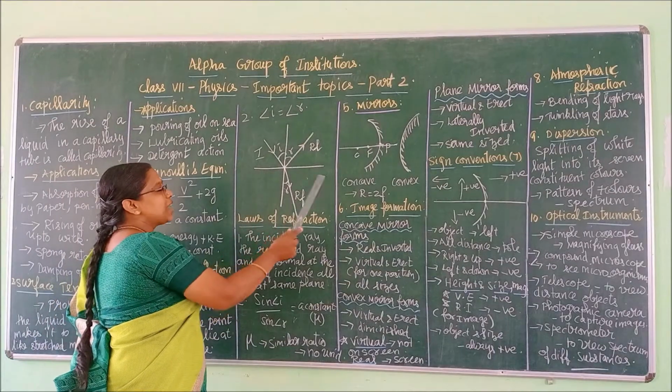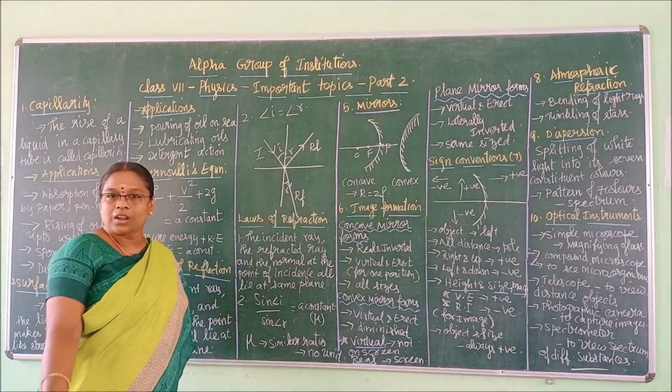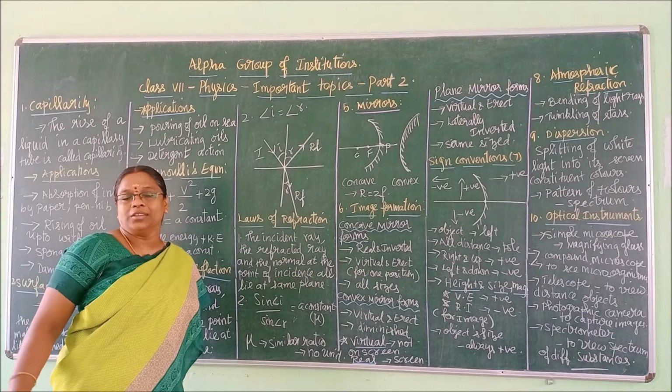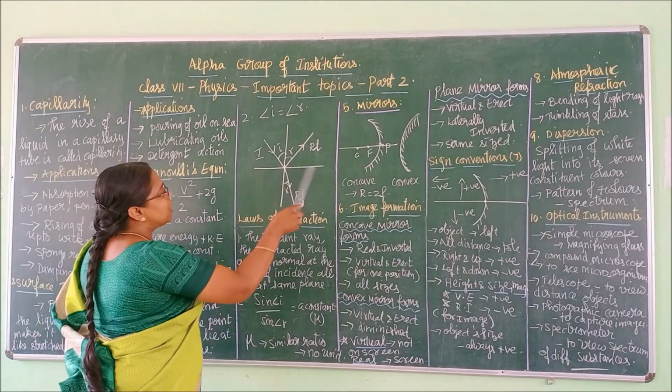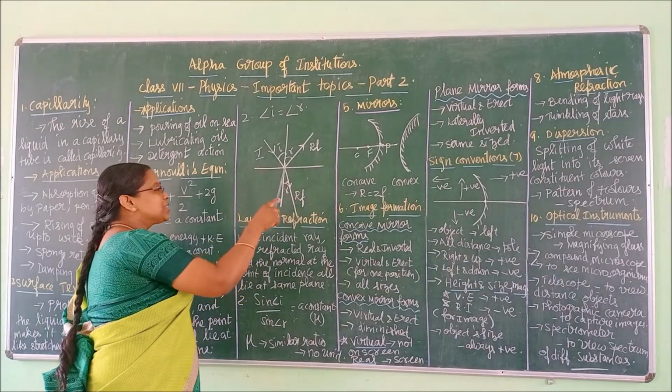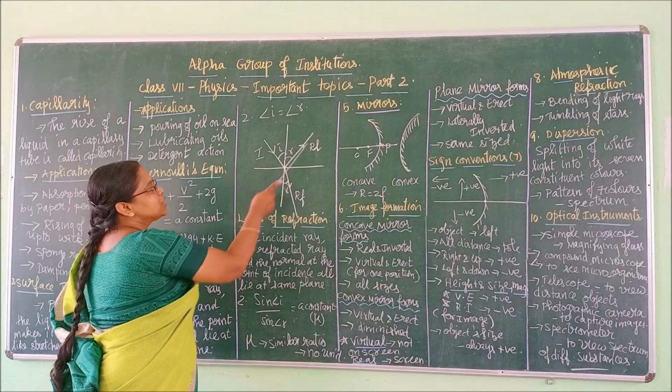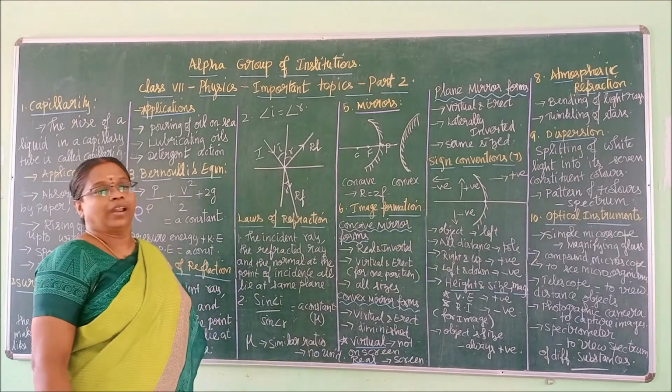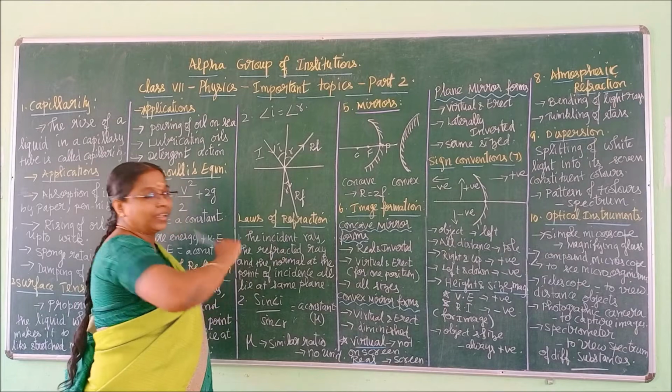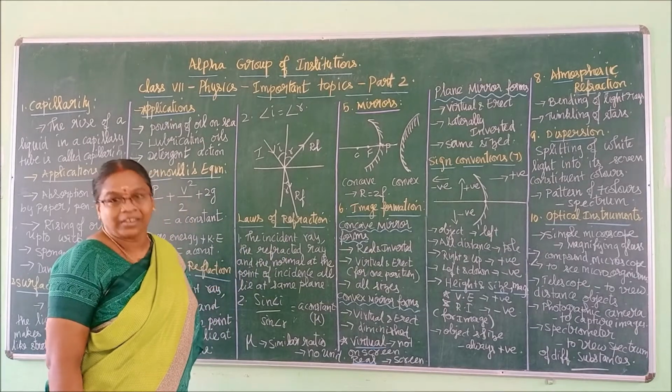So this is your surface. This you will all remember, just now in your unit test 3 you have written this. This ray is called the incident ray. This ray is called the reflected ray. And the bending ray is called the refracted ray.